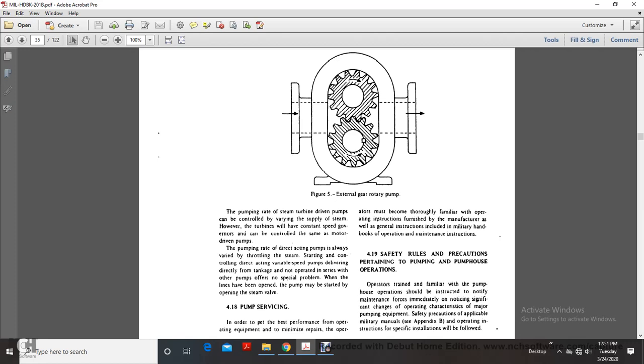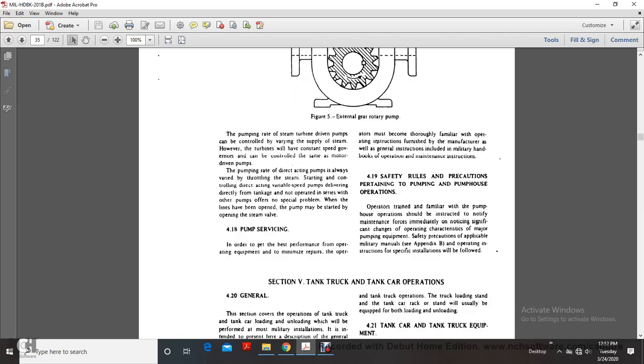Starting and controlling the diesel acting pump varies the speed, with the pump delivering directly to the tankage if they do not operate in series. Other pumps are no special problem when the lines have been opened. The pump may be started by opening the steam valve.